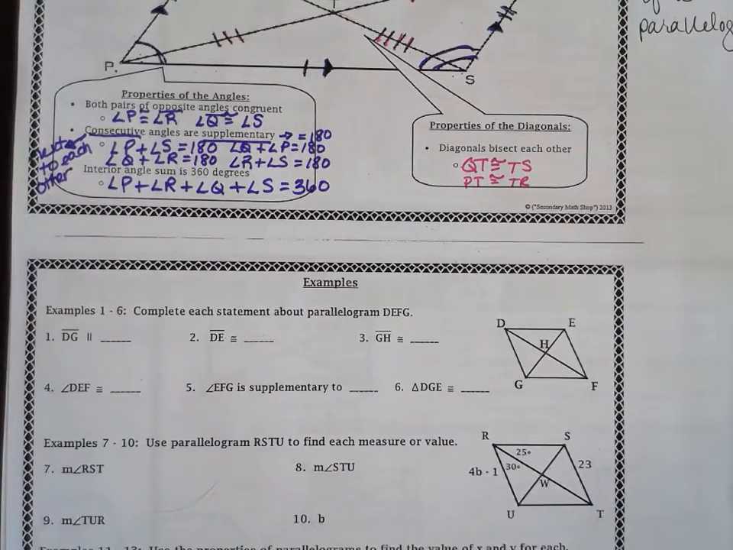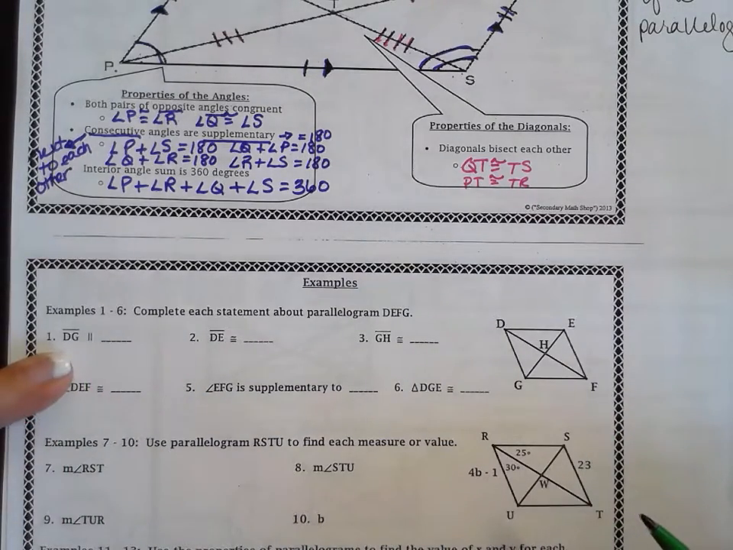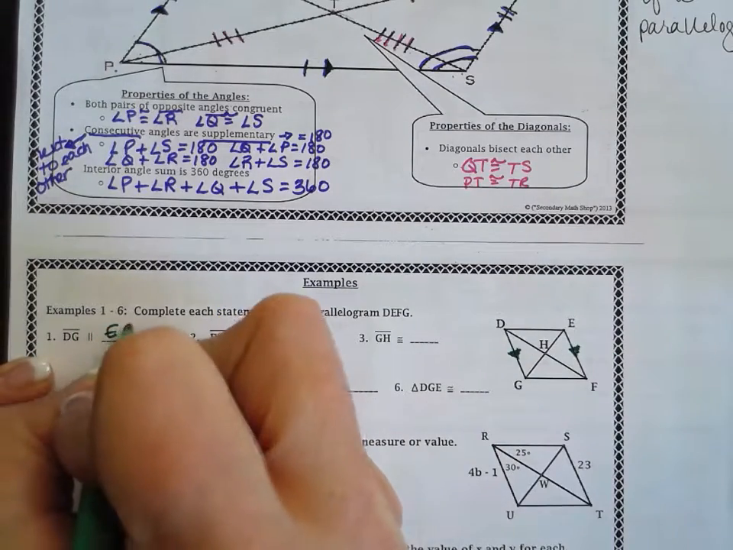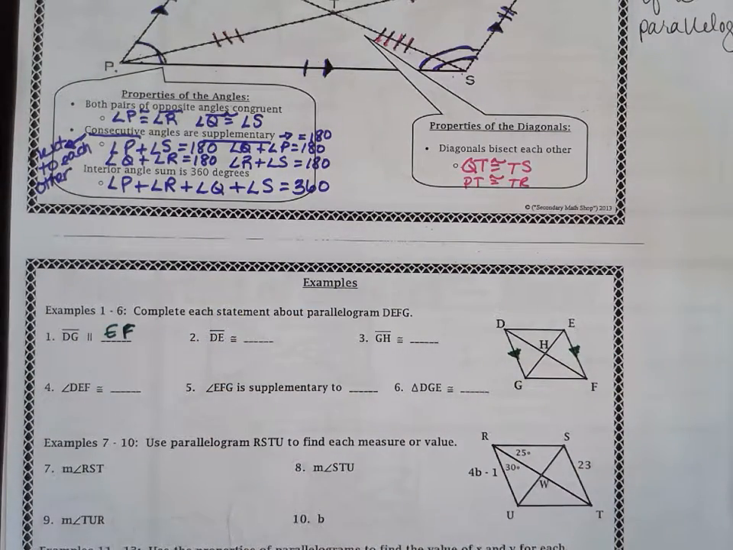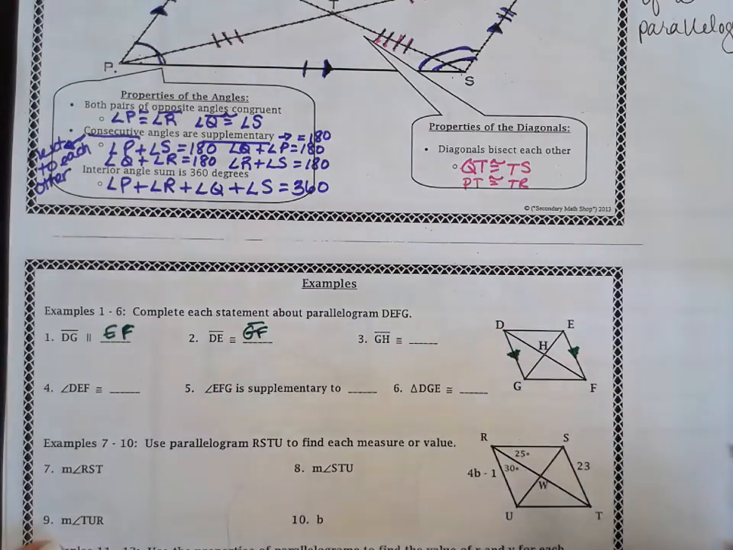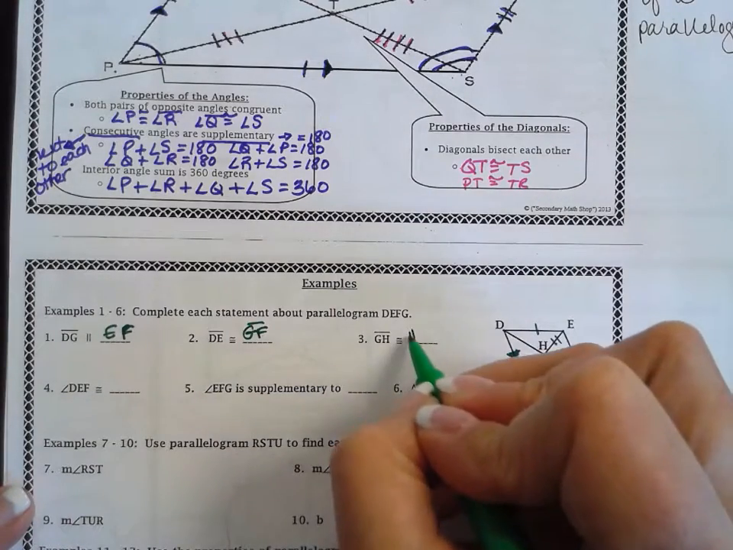All right, let's use these properties and do some examples. Segment DG is going to be parallel to which one? EF, perfect. So to EF. DE is going to be congruent to which one? GF, perfect. And GH is going to be congruent to which one? HE. Look at you guys.